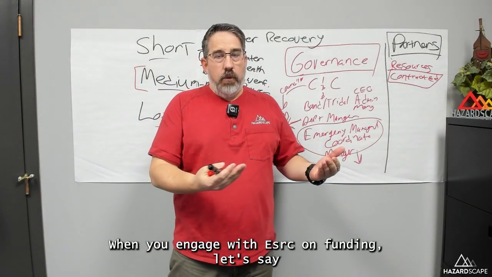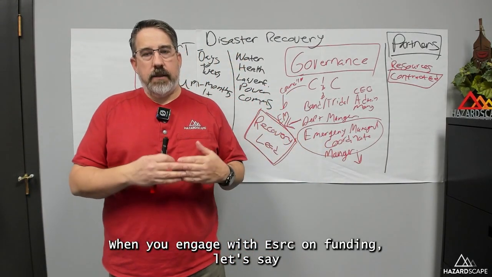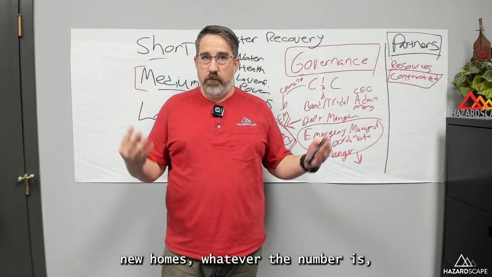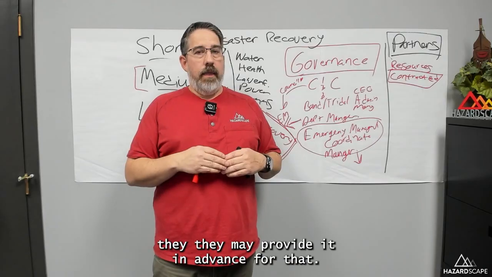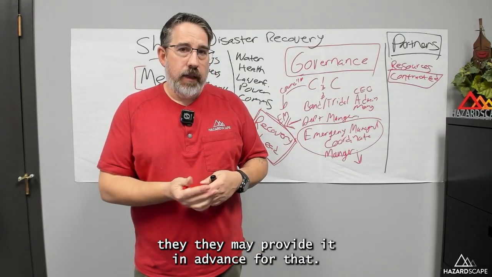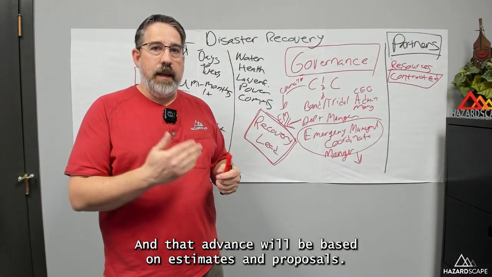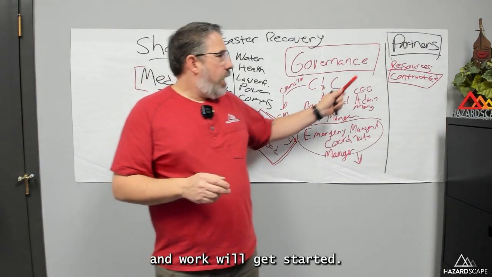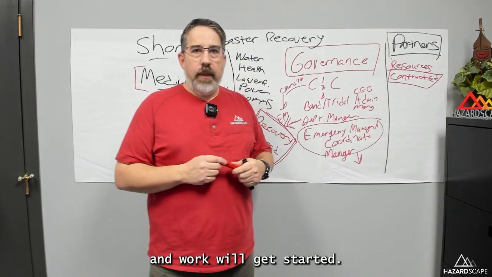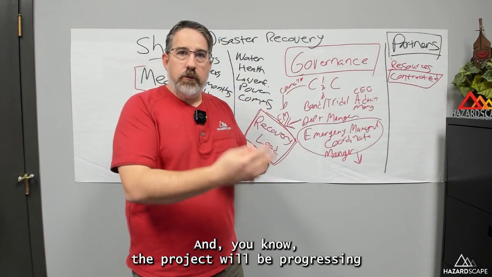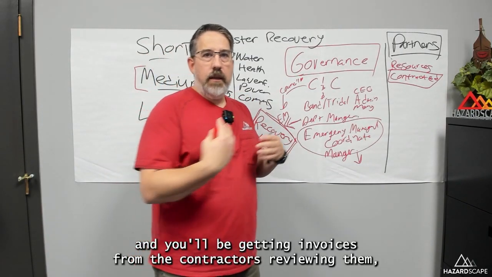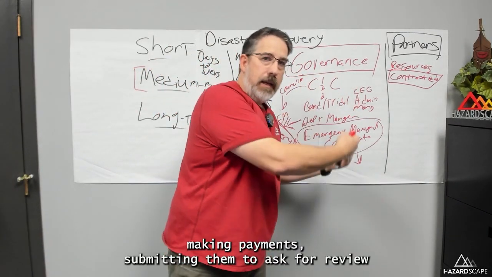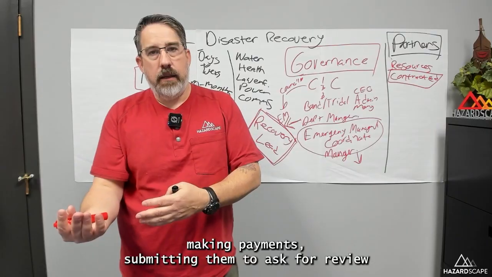when you engage with ISK on funding, let's say they do approve $100 million for 50 new homes, whatever the number is. They may provide an advance for that. And that advance will be based on estimates and proposals, all that good stuff. And work will get started. And the project will be progressing, and you'll be getting invoices from the contractors, reviewing them, making payments, submitting them to ISK for review.